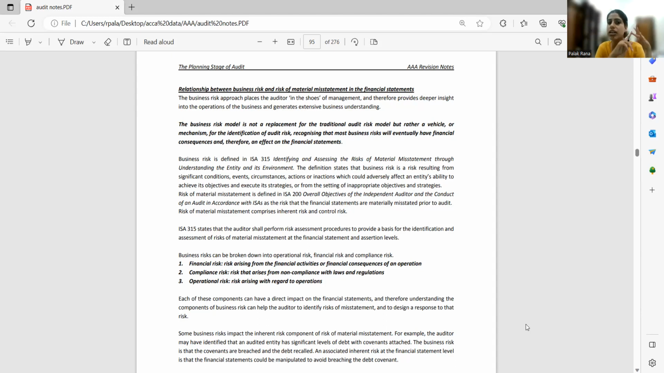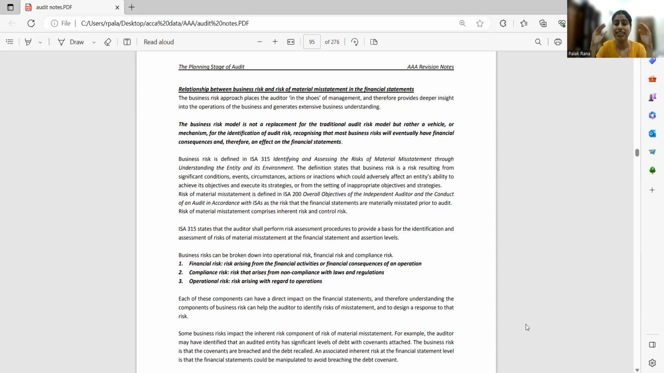That means circumstances or any action, whether internal or external, can arise. Due to these internal or external situations, my business is not able to work properly, or there is a threat to going concern, or there is some scenario due to which my objectives and strategy are not able to perform well. So this is known as business risk.